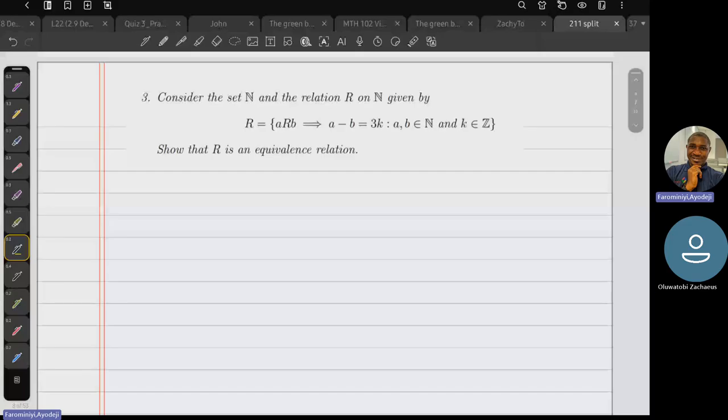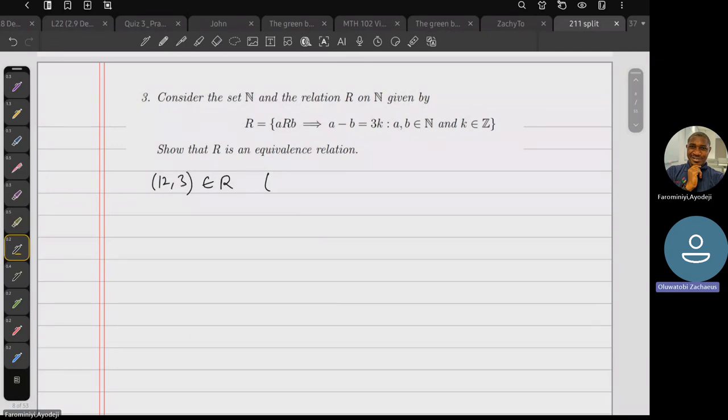Can you give me an example of elements in this relation? Let's say A is 12, and then B is 3. So (12, 3) is in R. Can you give me another one? (12, 3)... (3, 3) rather. Sorry.